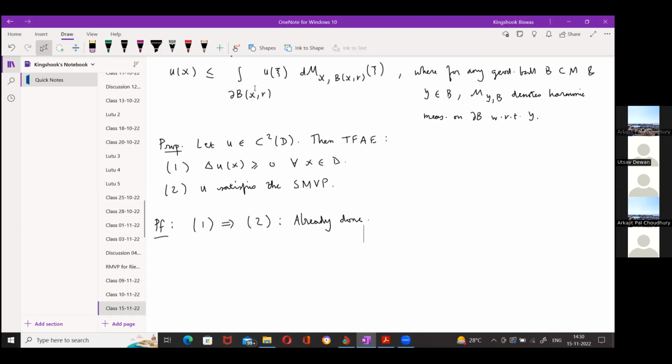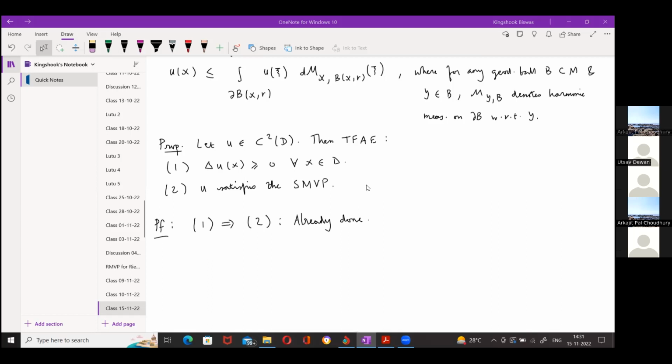So on the boundary, U minus H is 0. That means U minus H is less than or equal to 0 inside the ball. In particular, U of x is less than or equal to H of x. And H of x by definition is the integral of U with respect to harmonic measure on the ball with respect to the point x, right? So that gives the submean value property. Is that okay?